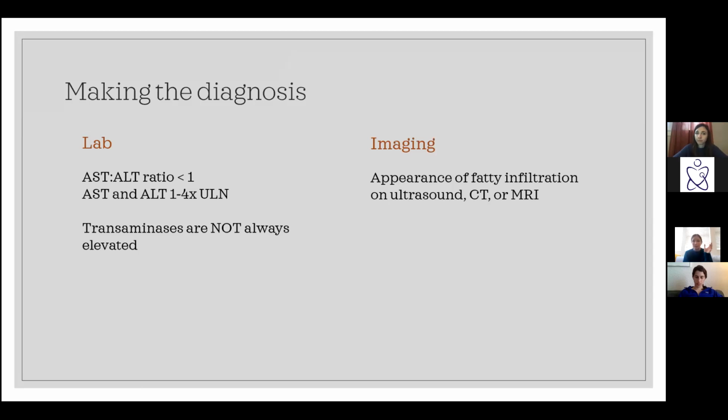Typically this shows up on labs where people have AST or ALT elevations. The most common pattern is an AST to ALT ratio of less than 1, compared to alcoholic fatty liver disease, which is typically seen with an AST to ALT ratio of greater than 2. Often you aren't seeing elevations of more than about 4 times the upper limit of normal. If you are seeing really high elevations, like in the high hundreds, it's worth bearing in mind that it is often something different and not NAFLD. And transaminases are actually not always elevated in NAFLD.